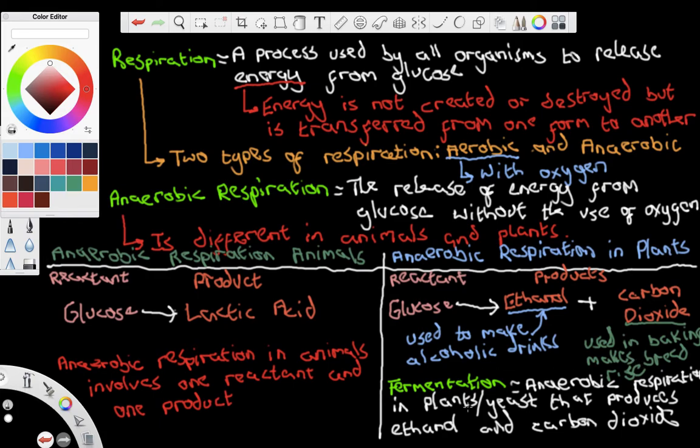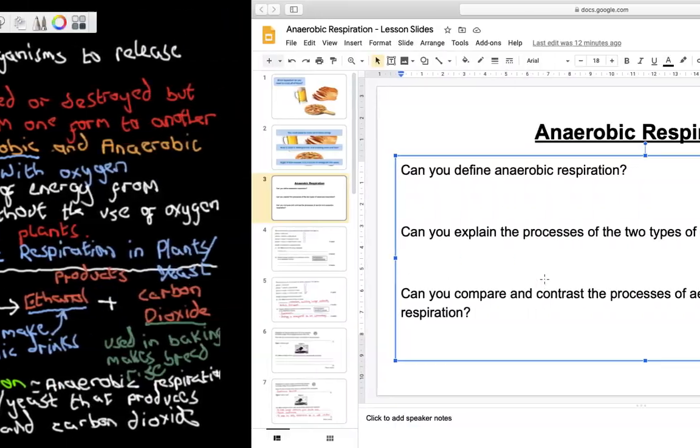Fermentation is the name of this process, and it's anaerobic respiration in plants and yeast. So one thing that I need to add up here, I did say yeast, not yeet. So yeast, like that. Okay, so plants and yeast carry out fermentation, which is where a reactant is broken down into two products, ethanol and carbon dioxide. Ethanol is used to make alcoholic drinks, whereas carbon dioxide is used in baking to make bread rise.